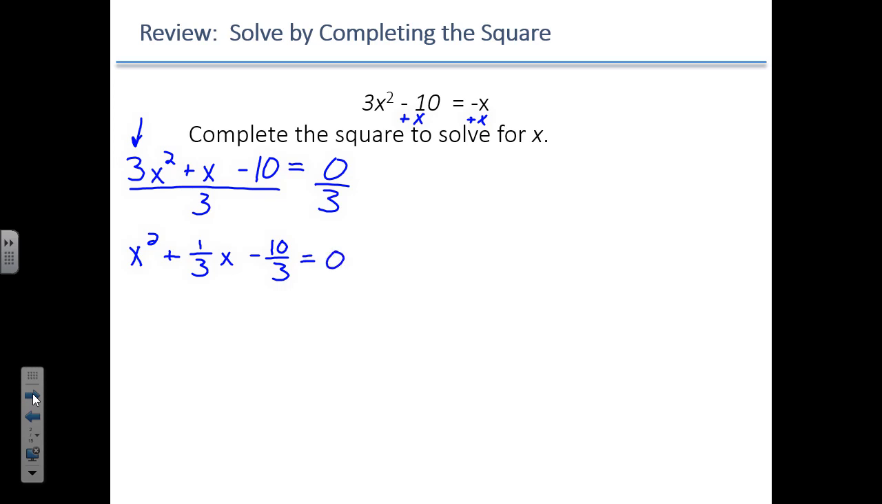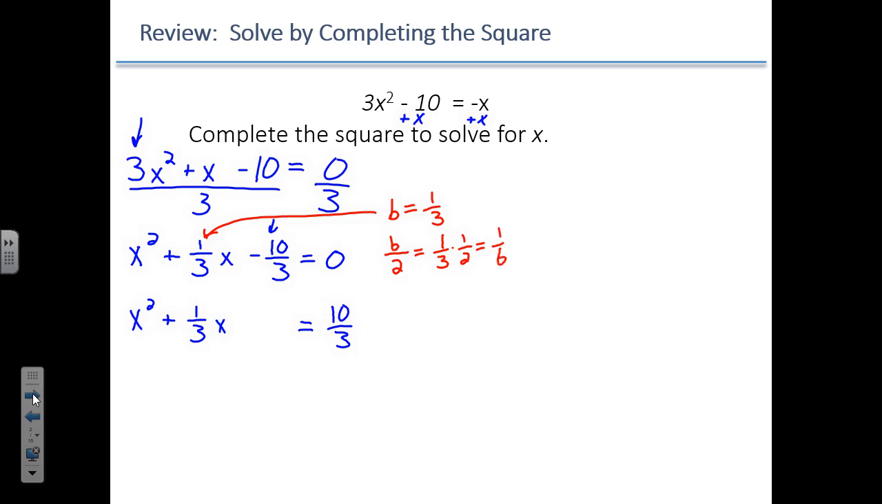Now our next goal is to get this spot cleared up right here. We need that opened up, so we're going to add 10/3 to both sides. I'm not going to show that step. x squared plus 1/3 x is equal to positive 10/3. Now we need to complete the square by putting in the number that we want right there. Since our b value is equal to 1/3, then half of our b value, or b divided by 2, is going to be 1/3 times half, which is 1/6. So we're going to add 1/6 squared to both sides.